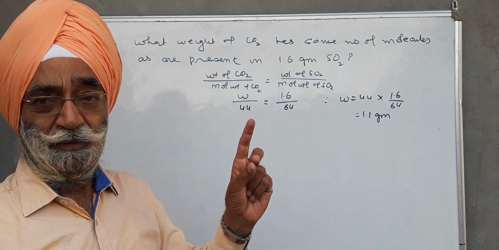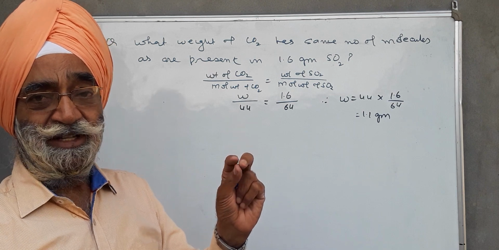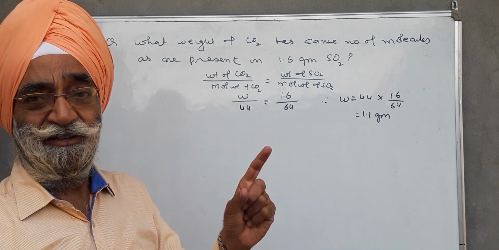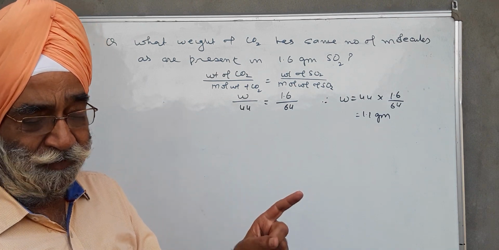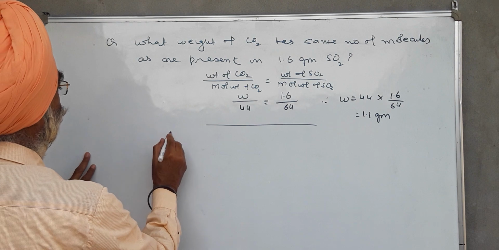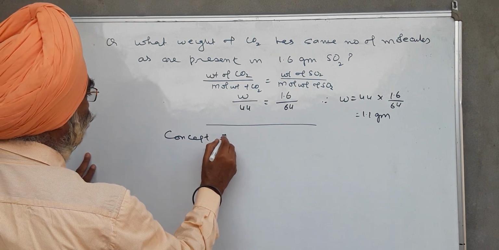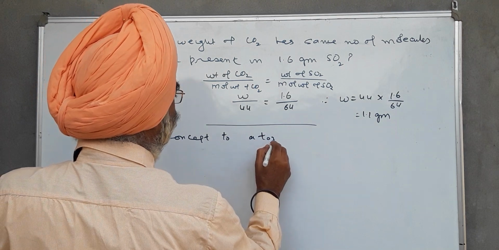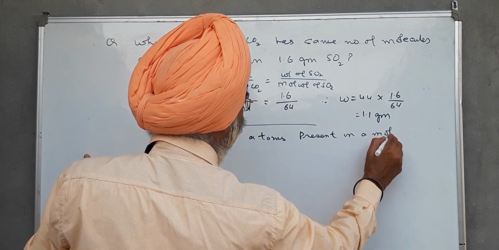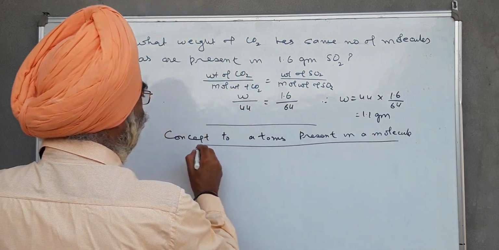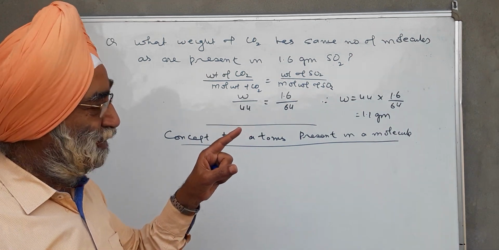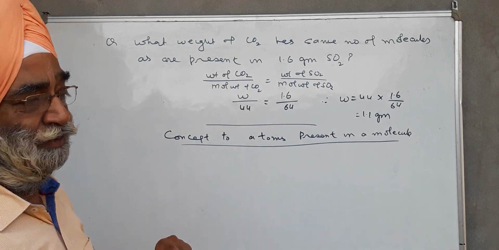There are two types of molecules. Molecules which have more than one atom of the same element. Molecules which have atoms of more than one element. So the concept extends to atoms present in a molecule. We shall start with a molecule in which same element has more than one atom.